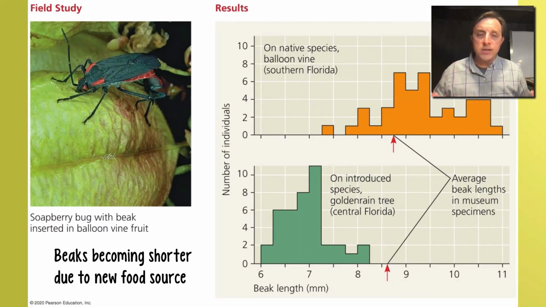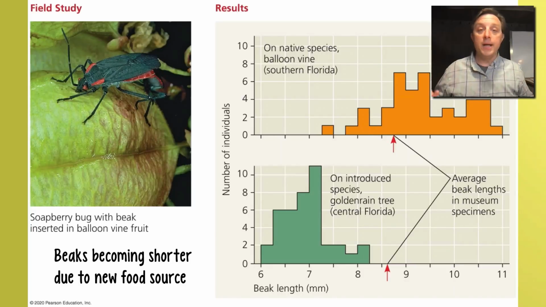So for natural selection, we're looking here at this soapberry bug that is native to the southern U.S. I think it's down in Florida. And what has happened, a new food source has moved in, an invasive species has moved in, and the soapberry bugs are now using that as a new food source. So what effect has that had? Well, we see from the graphs there that the beak lengths have gotten shorter because with this new food source, they don't need the longer beaks to get in and get to the fruit.